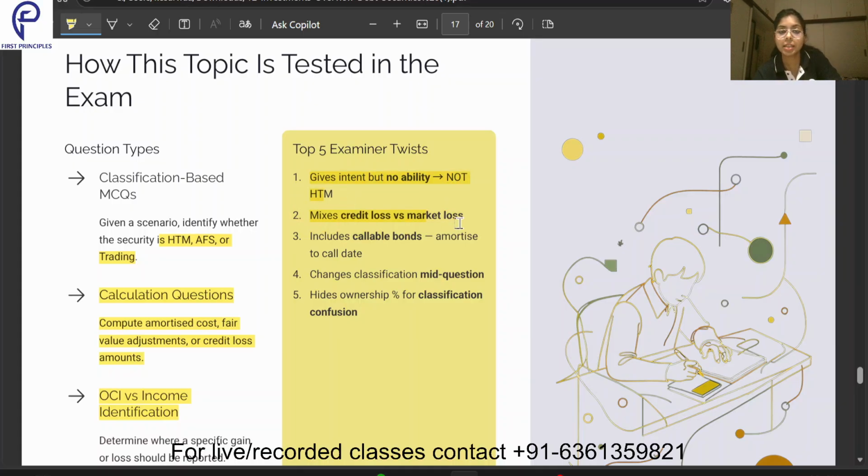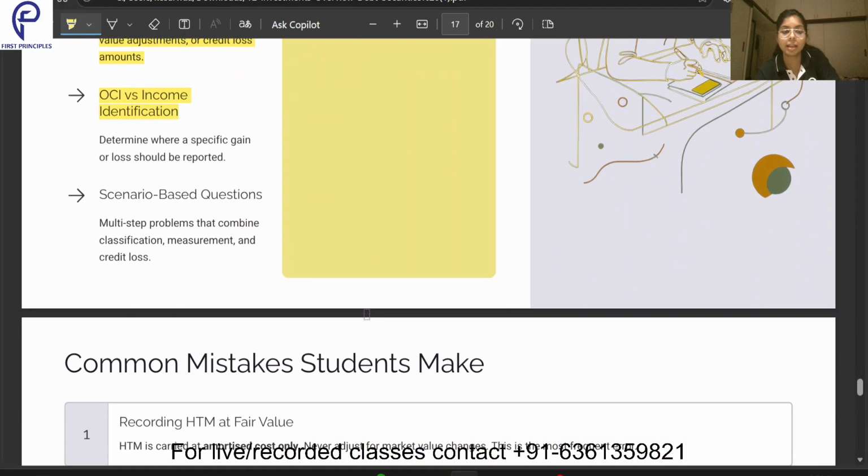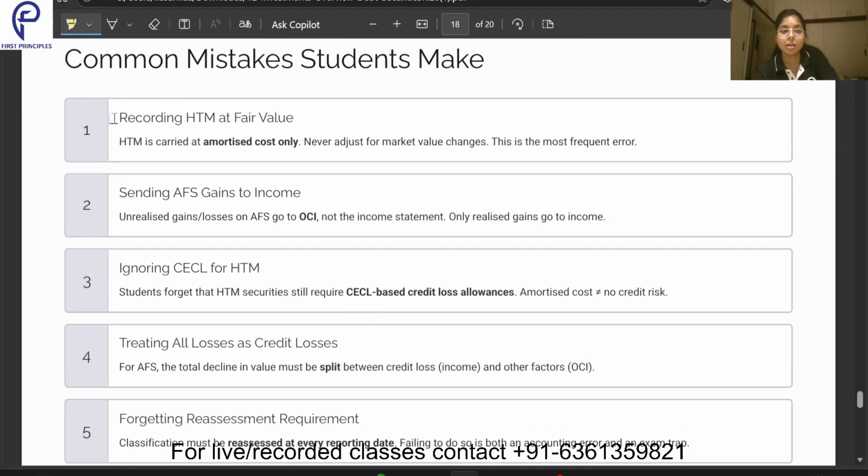Then mixing the credit loss and the market loss. Then including the callable bonds. Then changing the classification in between the question. Then hiding the ownership percentage for classification confusion, these twists the examiner can put. And where we can get confused: recording the held to maturity at fair value, whereas held to maturity is recorded at amortized cost. Then sending AFS gains to the income, whereas AFS gains which are unrealized ones, they go to the OCI.